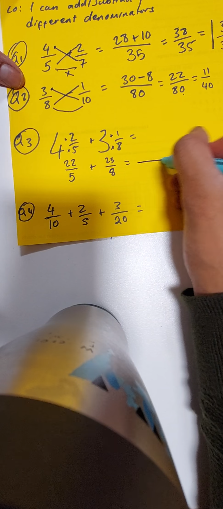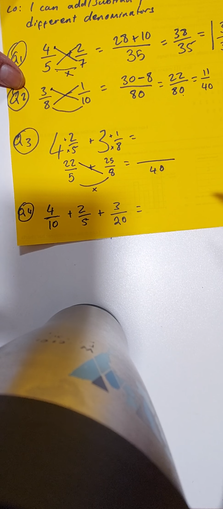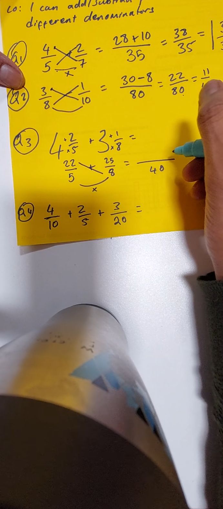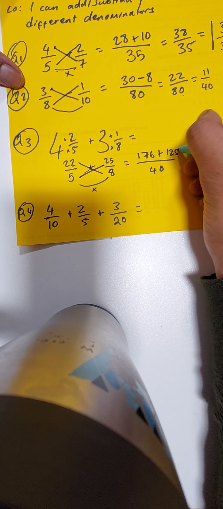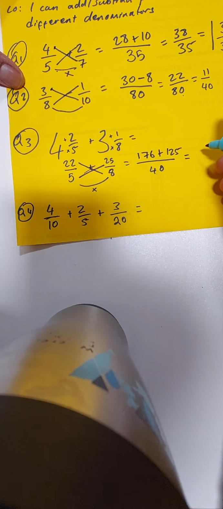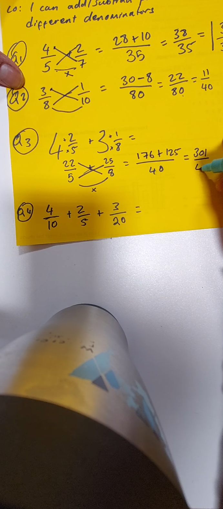So multiply the denominators, which gives us 40, cross multiply, 22 times 8, so 20 times 8 is 160, plus 16, 176, plus 25 times 5 is 125, which gives us an answer of 301 over 40.